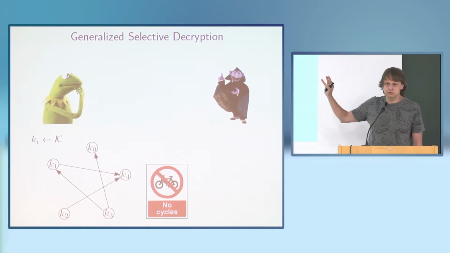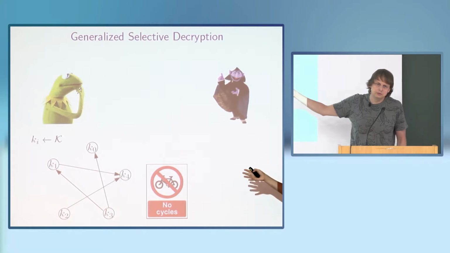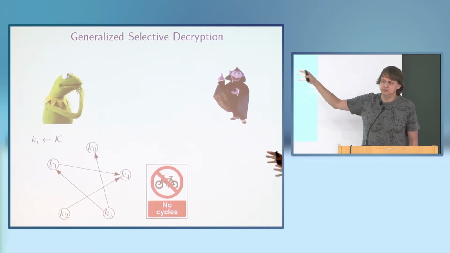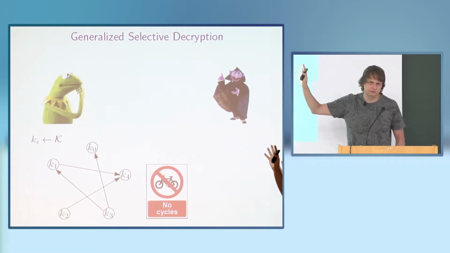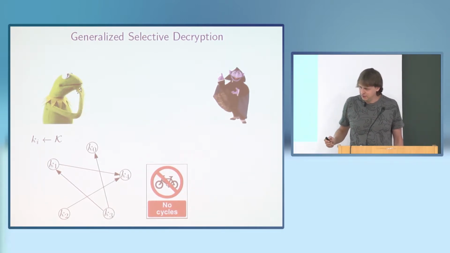There is no restriction on these queries except one: no cycles. The graph has to be cycle free. The reason is that we want to reduce it at the end of the day to the encryption scheme. And if we had cycles, we would at the very least have to assume some kind of cyclic security. We don't have that, so no cycles.